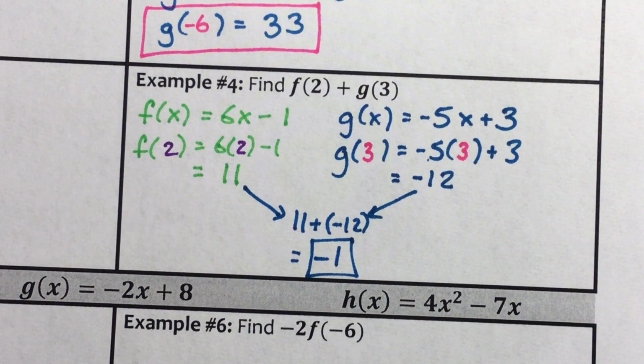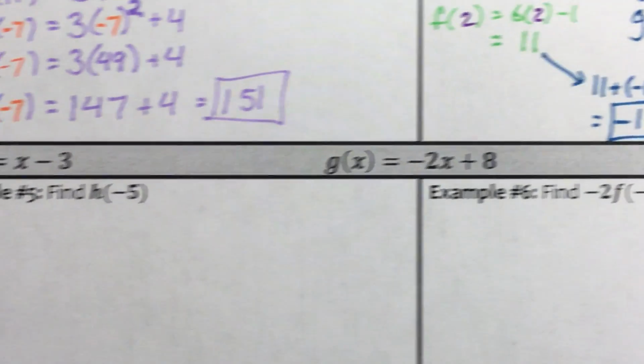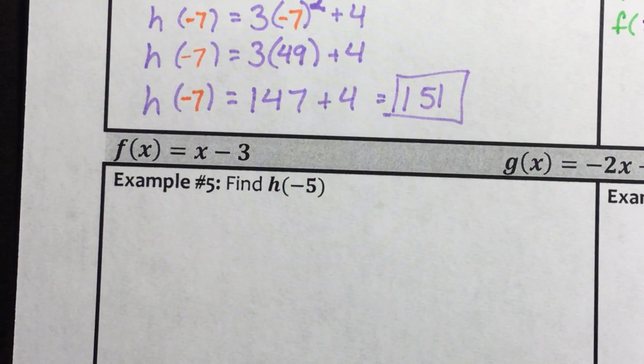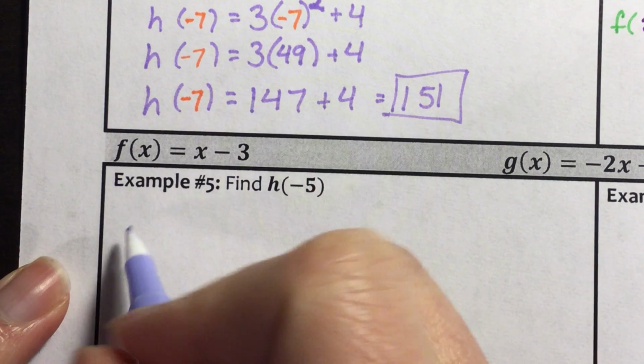All right, we got 4 more functions down at the bottom. Now that we know how to do it, this should go a little bit faster. Right. Number 5 says find h of negative 5. Okay, h is 4x squared minus 7x.